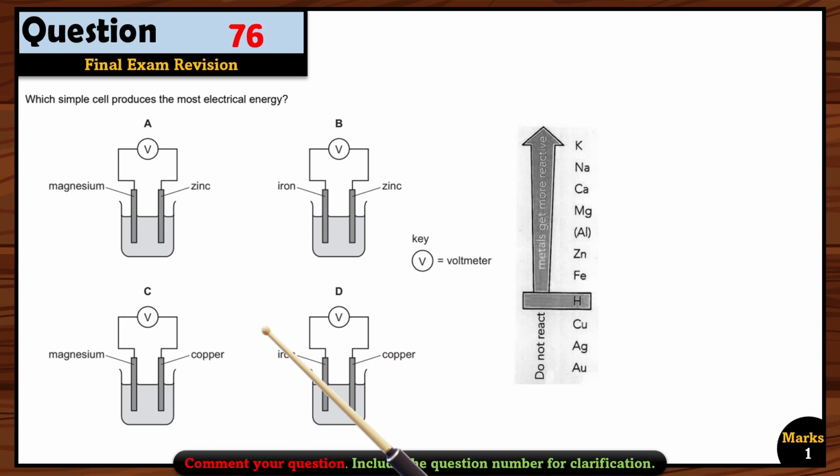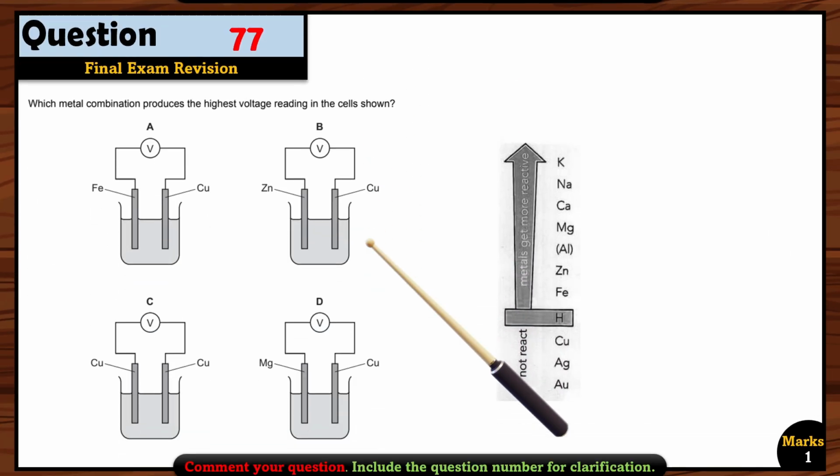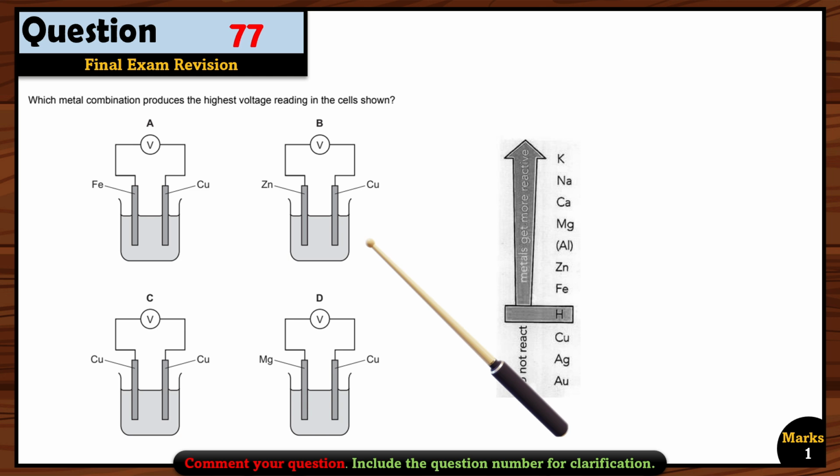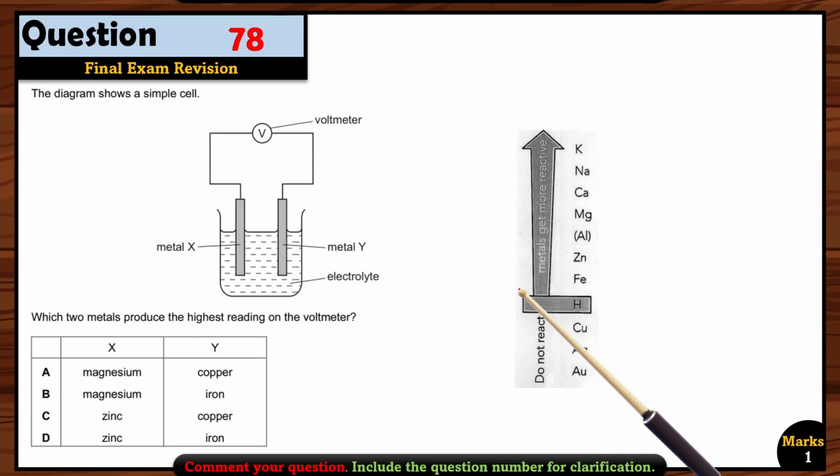Question 76. Which simple cell produces the most electrical energy? Again, the same question. It's related to the voltage, so you have to see the difference that is more. Magnesium, zinc, yes, the difference is there. Iron, zinc, no more difference. Iron, copper, less distance. Magnesium, copper, of course, the highest distance. So option C is the right option. Question 77. Which metal combination produces the highest voltage reading in the cell shown? Again, can you see magnesium and copper? Yes, option D is the right option.